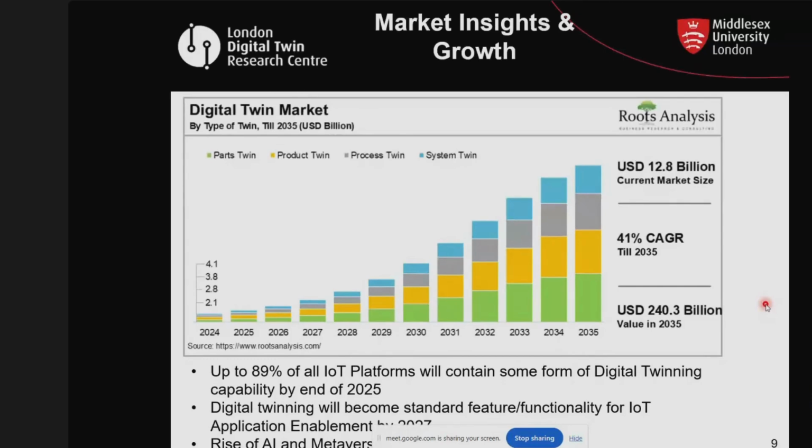So that is where that direction is, and that is where the market trend is in terms of, you can see the size. So current market size is roughly around 12.8 billion. But look at that, where it is going up to 2035, from 12.8 billion to 240 billion.